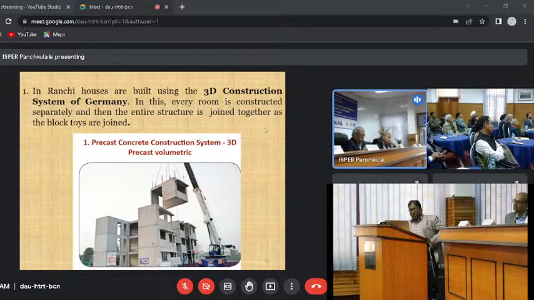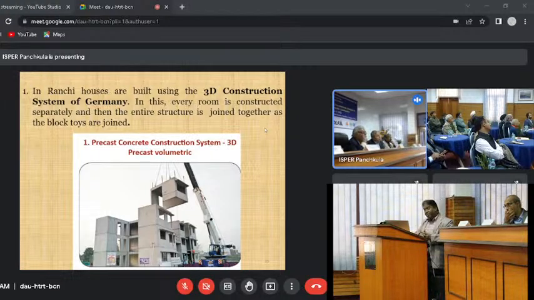Now, talking about the technology, in Ranchi houses are built using the 3D construction system that is used in Germany. Before adopting it in our country, an expert group studied how Germany is using this technology. After that, as per Indian conditions, this German technology was brought to India, and it is used in the city of Ranchi, in the state of Jharkhand.